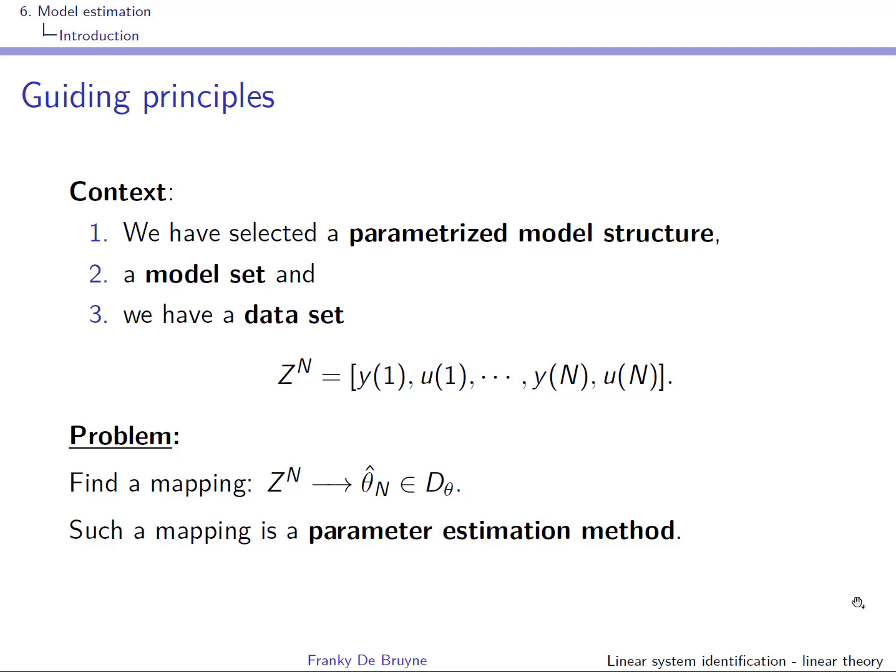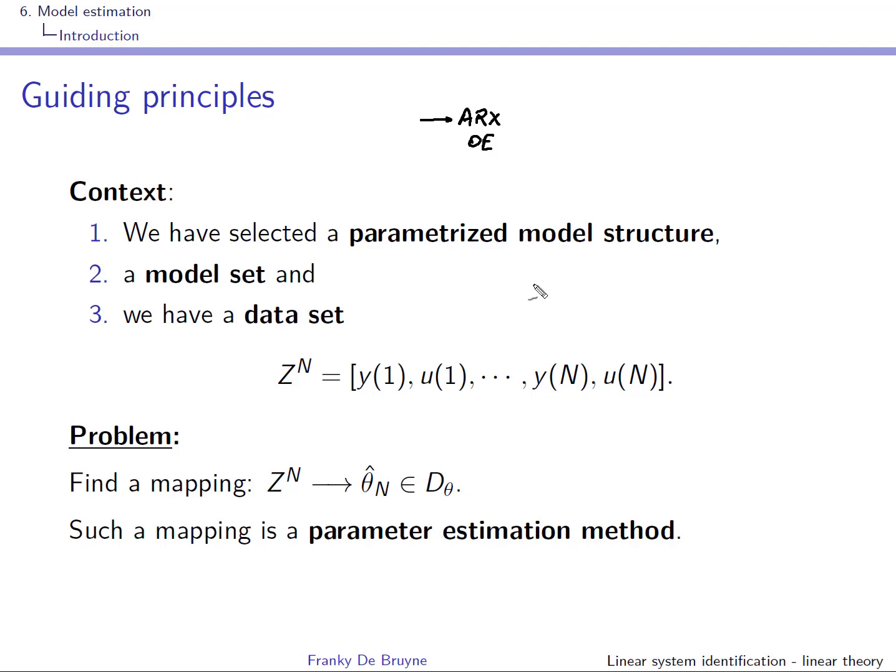In section 6 we'll talk about model estimation. The context is that we have chosen a parameterized model structure, for instance an ARX model structure, and it might be because we want to do prediction, or we have chosen an output error structure because we're interested in simulation. Anyway, we have fixed the model structure. Let us assume that it's an ARX model structure.